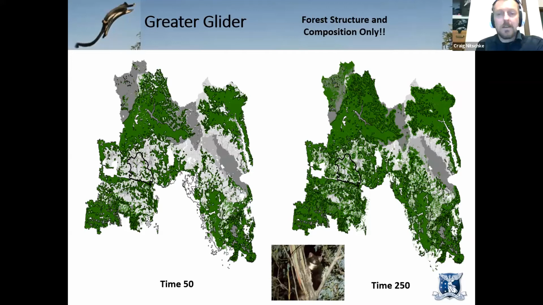And what we know now from Ben's work, and I'm not sure if you've listened to Ben's talk before mine or if you will listen to Ben's talk after mine, is that we can't just consider forest structure and composition on its own when we look at greater gliders. And so this modeling can provide a foundation for understanding the direct effects of environmental change on the structure and composition of its habitat, but it may not address some of the other constraints like the climatic effects on its physiology. And I'll leave it there.